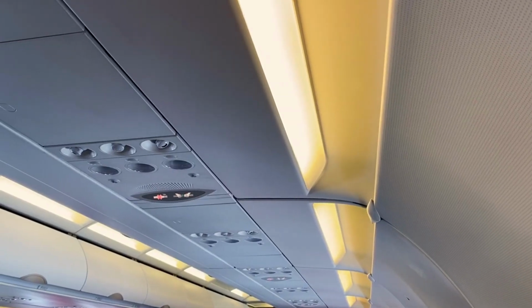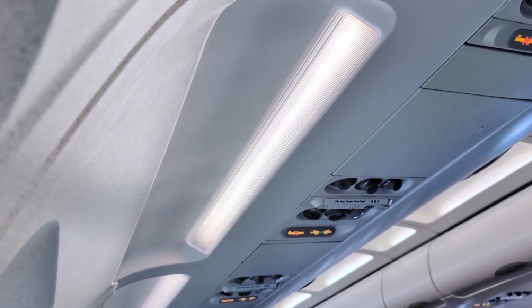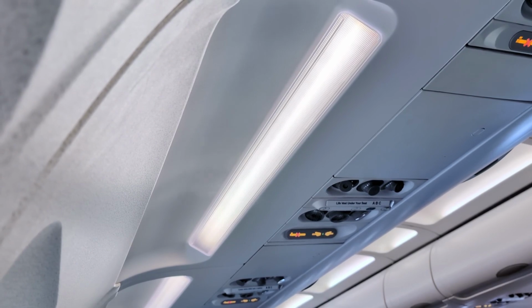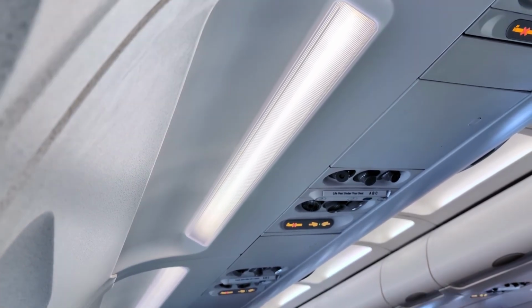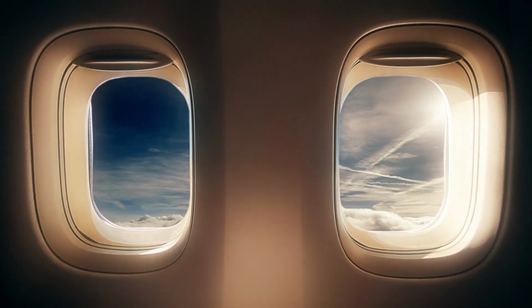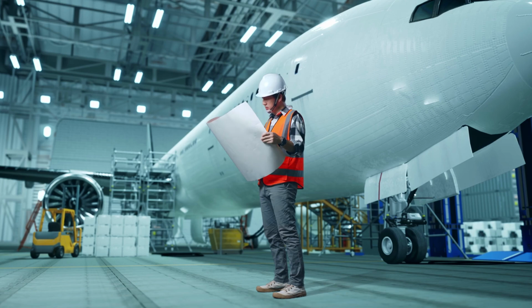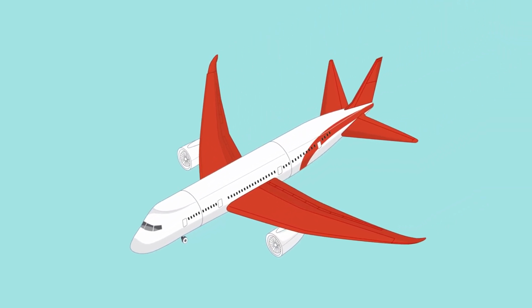That is why airplanes use something called cabin pressurization. Inside the cabin, the air pressure is increased so that passengers can breathe normally and remain comfortable during the flight. But this creates a big difference between the pressure inside the airplane and the pressure outside. The aircraft is essentially acting like a pressurized container, and every part of that container is under constant stress.